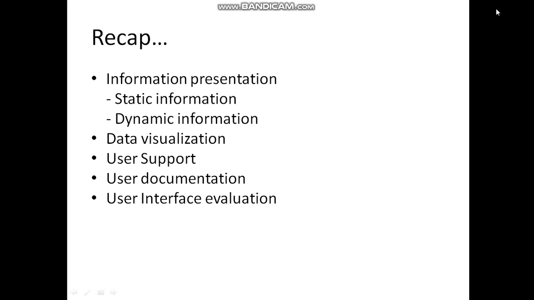And last, we have covered user interface evaluation. Some evaluation of user interface design should be carried out to assess its suitability. Full scale evaluation is very expensive and impractical for most systems. And that's the review of the previous lecture.